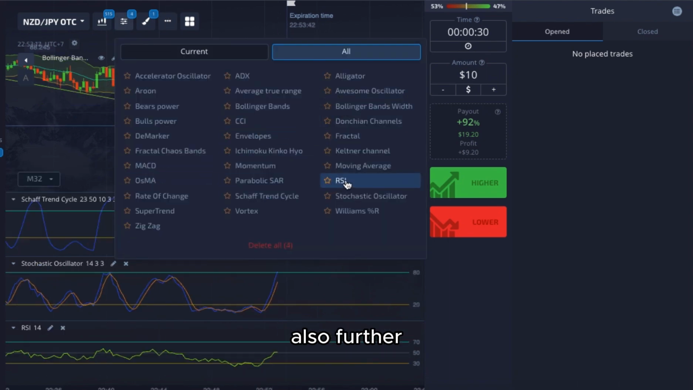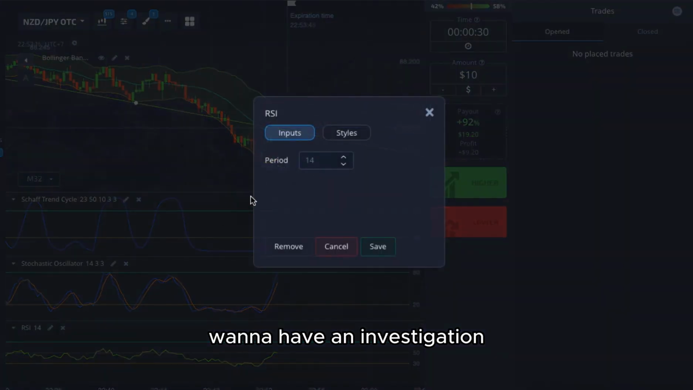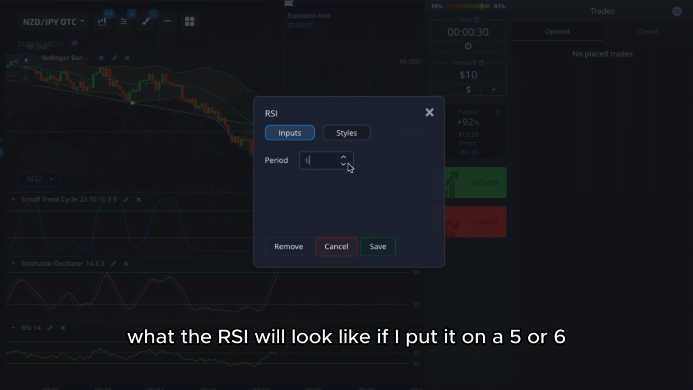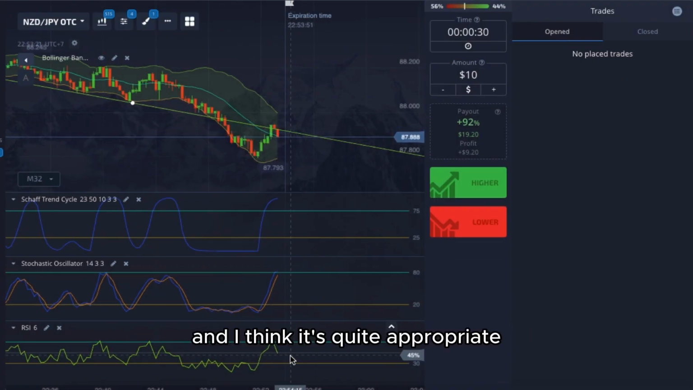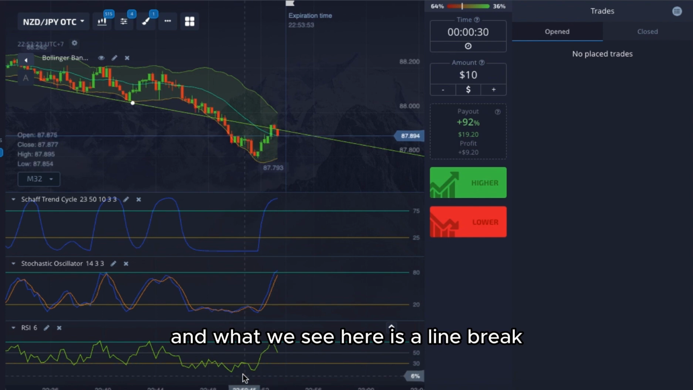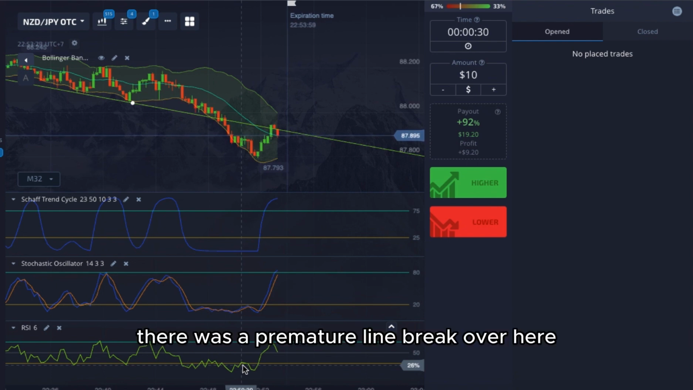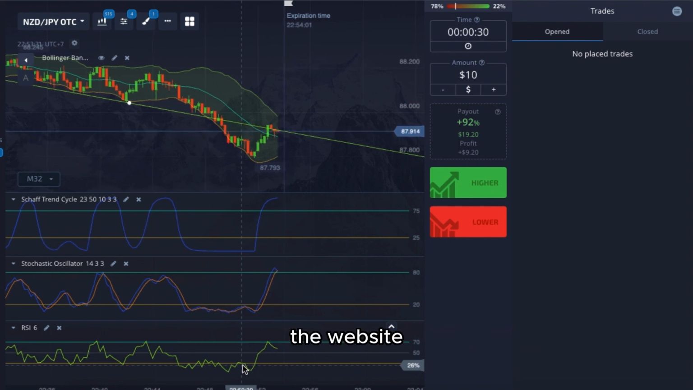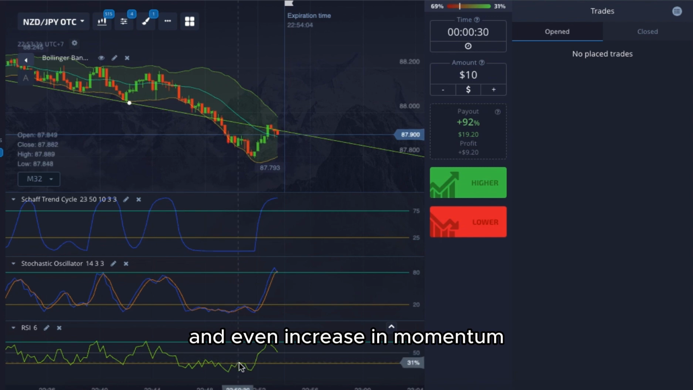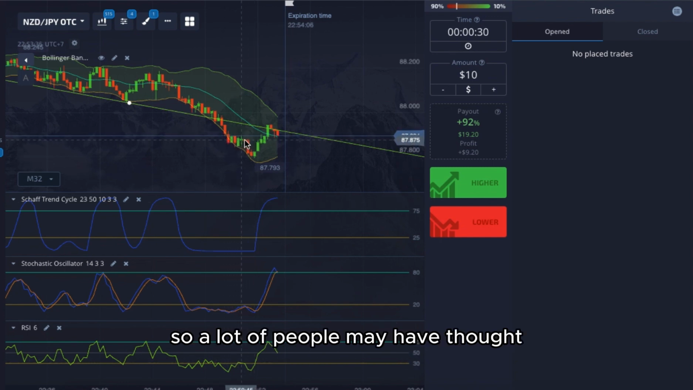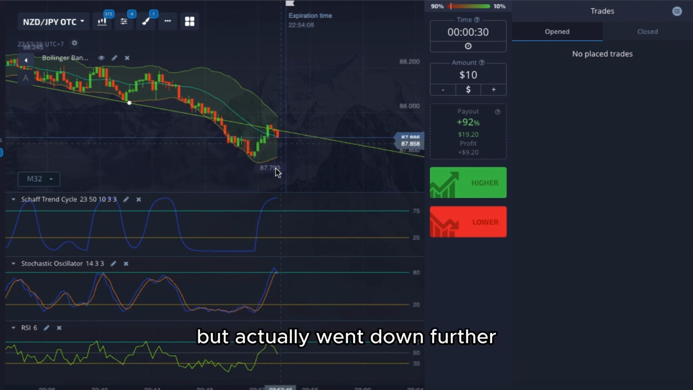I also further want to investigate what the RSI will look like if I put it on a 5 or a 6. I think it's quite appropriate, and what we see here is a line break. Of course, I want to point out that there was a premature line break over here to the upside, and even an increase in momentum. So a lot of people may have thought what would have happened here, but it actually went down further.